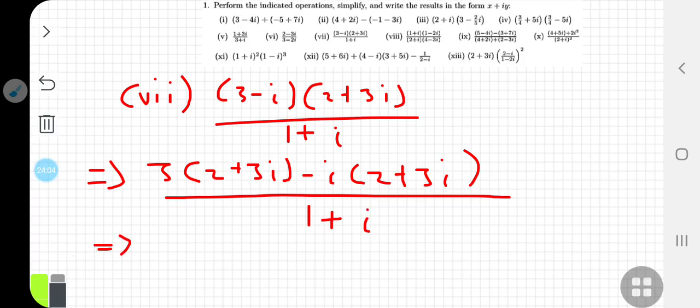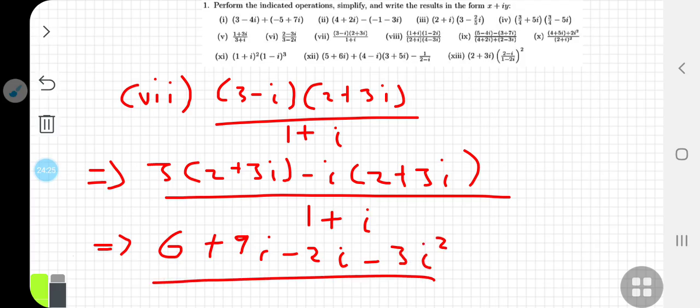So now I'm going to have 6 here plus 9i minus 2i minus 3i squared. I'm also dividing this with 1 plus i.